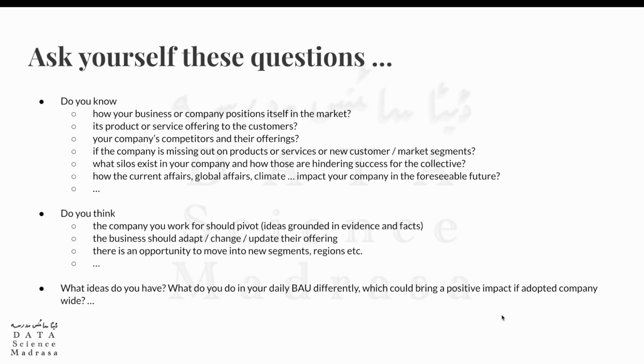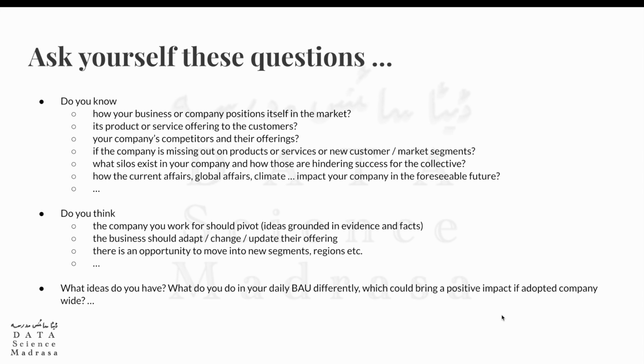Do you know how current affairs, global affairs, or climate change in the world are impacting the company that you work for? And how is it going to impact the organization in the foreseeable future? Do you think that the company that you work for should pivot? And these ideas that you have for pivoting should be grounded in evidence and facts.